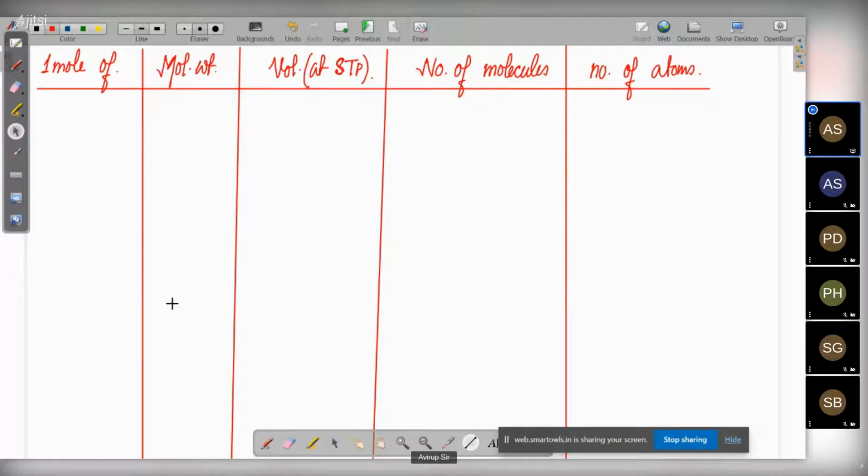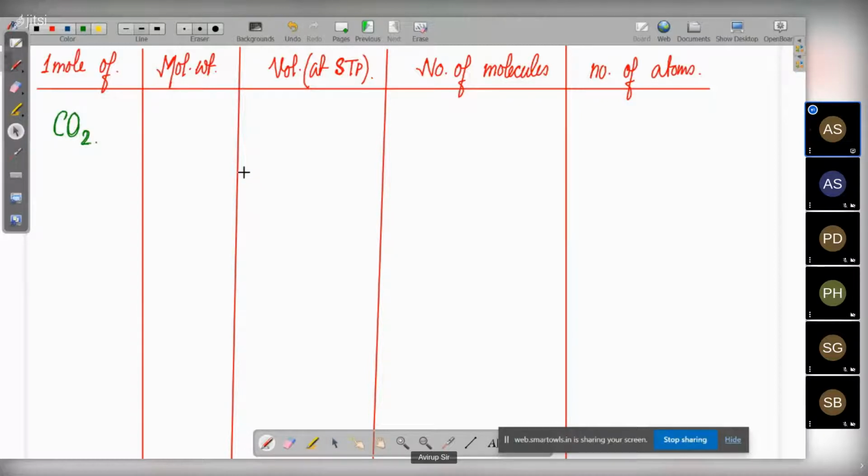So suppose we start with carbon dioxide, CO2. Tell me, what is the molecular weight of carbon dioxide? Quickly calculate and tell me.